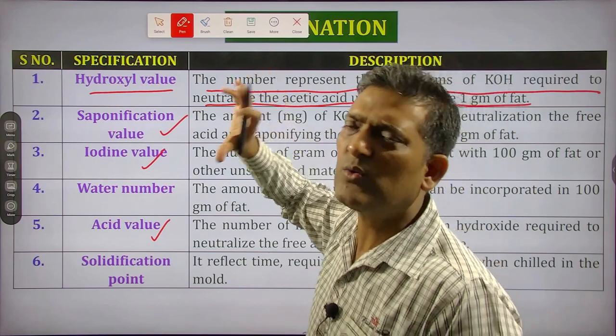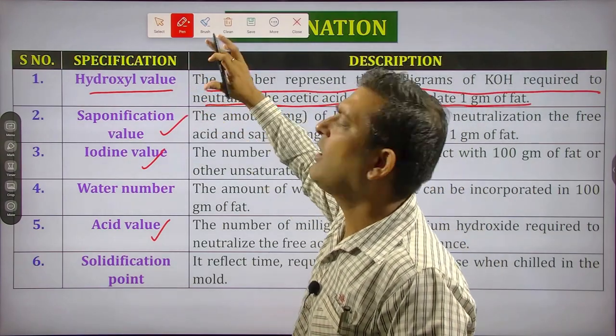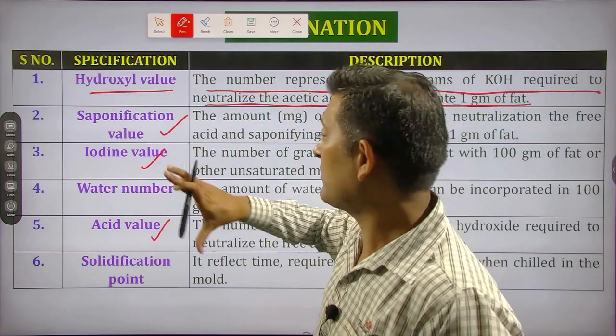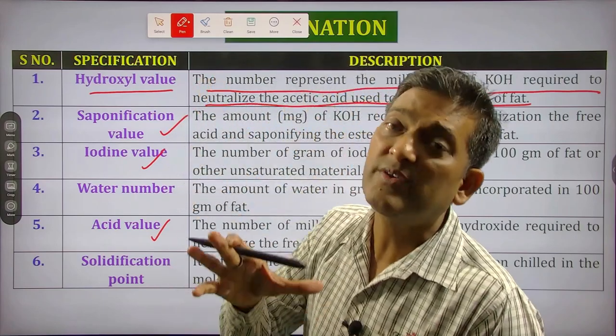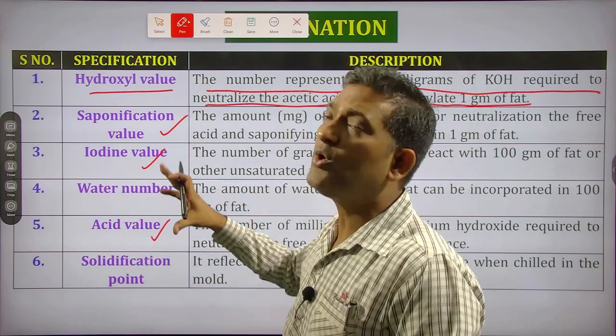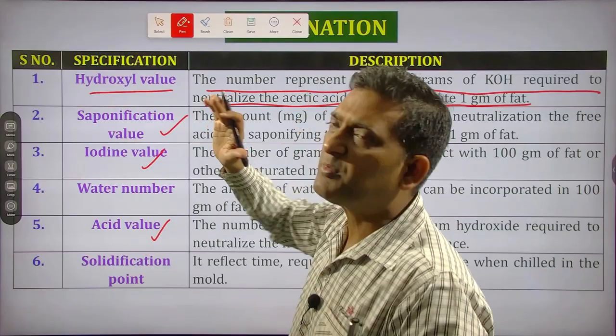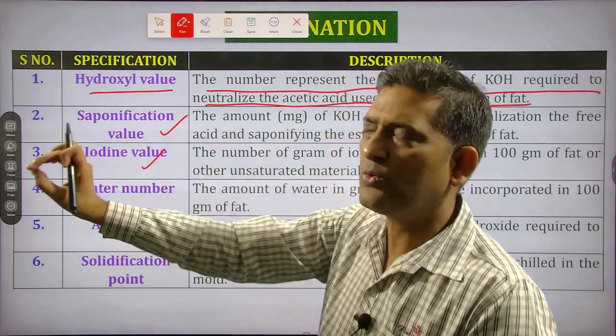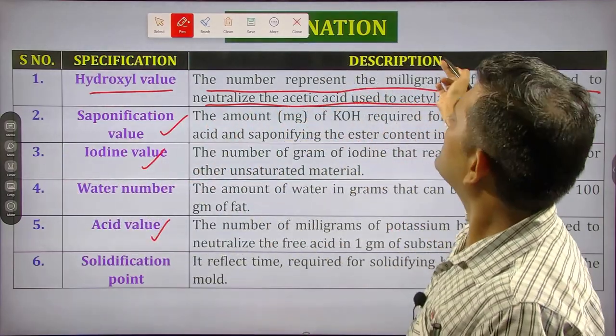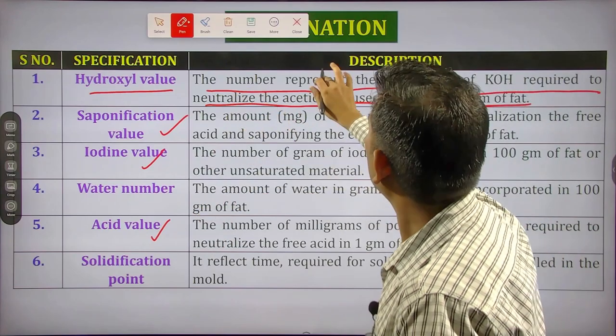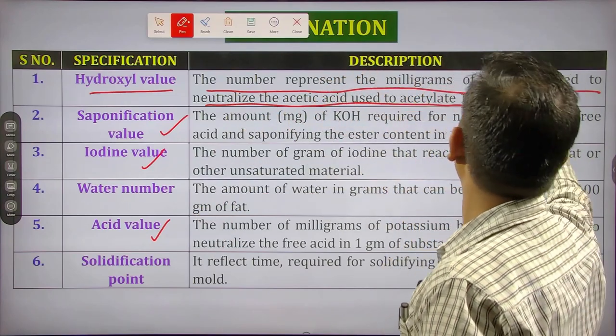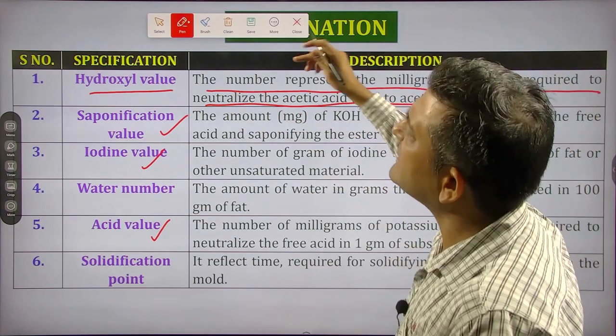How you can calculate the saponification value, how you can calculate the iodine value, how you can calculate the acid value: for getting all these values, we have specific formulas, a specific rule is there. The description is there. What is that? The number represents the milligrams of KOH required. What is that? The hydroxyl value.